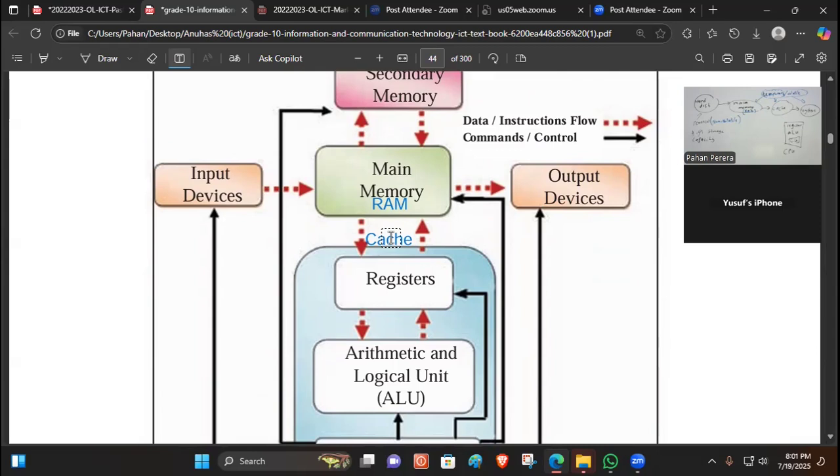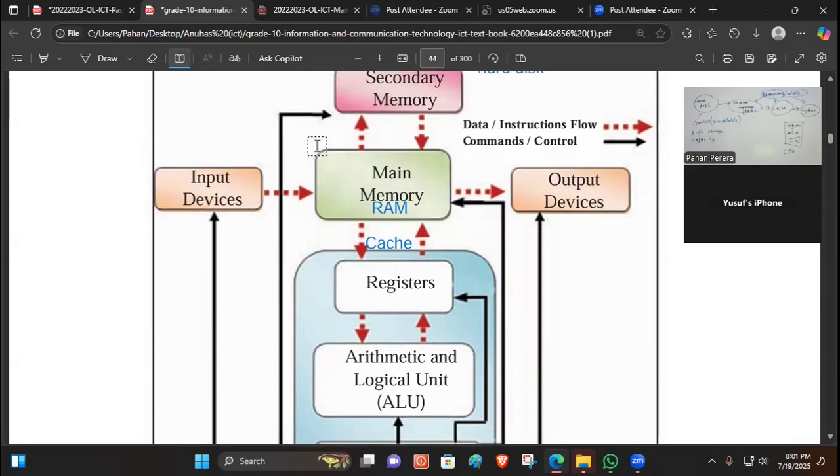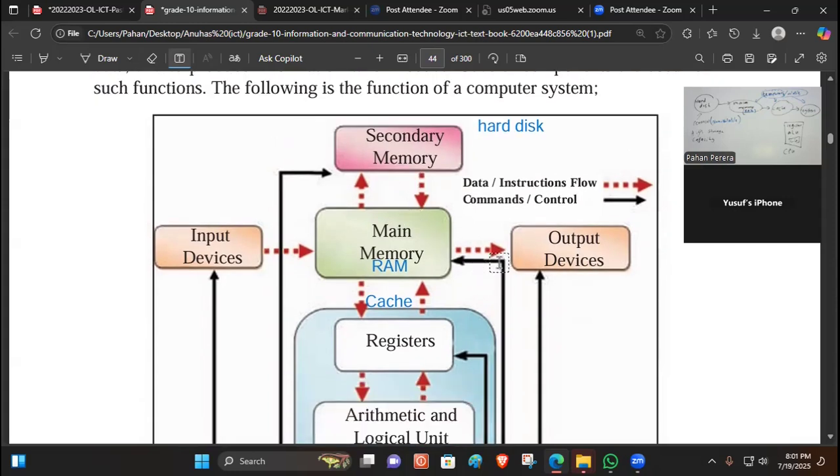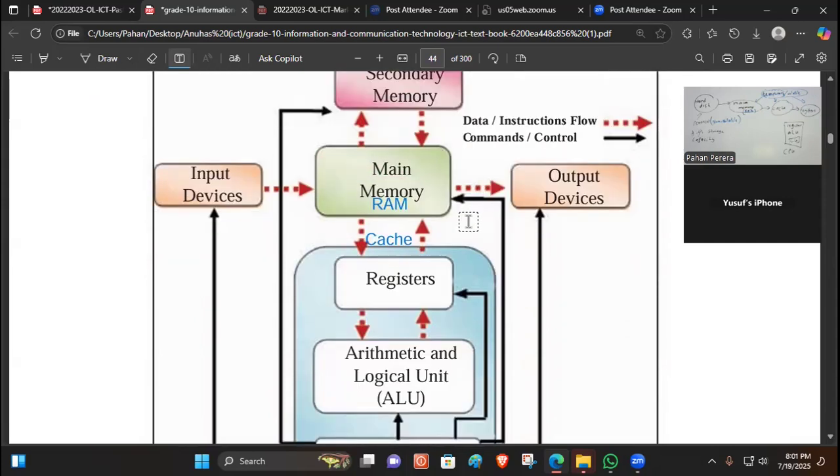In that case also we use dotted lines from main memory to cache, from cache to registers. Then registers to ALU, and ALU to registers after processing. Registers again to cache, and from cache to main memory. And if you need to save, you can send it to secondary memory, or if you need to take it as output, you can take it like this. However, these dotted lines are data and instructions: the data we need to process, the data which we input, the data which we need to save, or the data which we need to take as output.